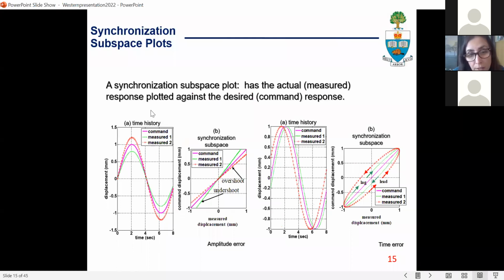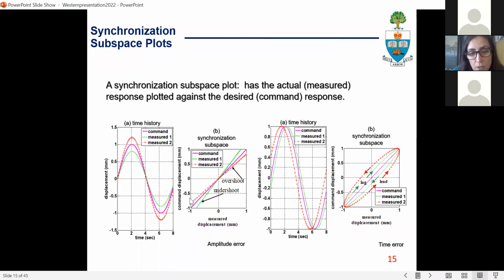So on the left here, we are looking at one cycle of sinusoidal signal. The purple one is our command signal, and the green one is a signal which is measured and it has undershoot error. It doesn't arrive at the same amplitude as the command signal. And on the other side, the red one is overshooting.